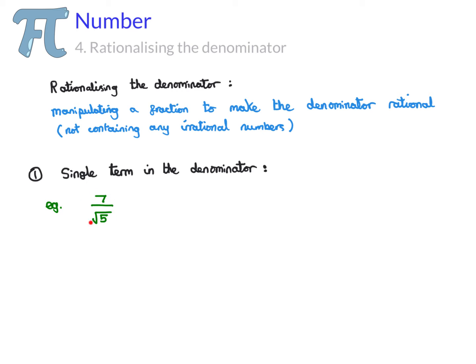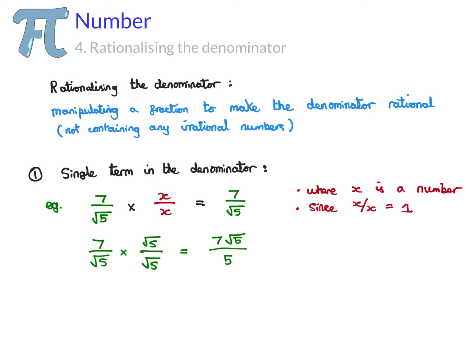To manipulate a fraction without changing it, we must only multiply top and bottom by the same thing, since this is the same as multiplying by 1. The number we're going to use to multiply the denominator and the numerator here is going to be root 5. Multiplying the top by root 5 simply gives us 7 times root 5, whilst multiplying the bottom by root 5 results in 5. Our denominator now contains no square roots and so is rationalised.